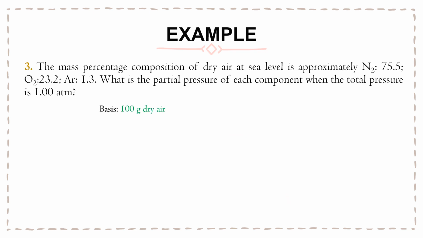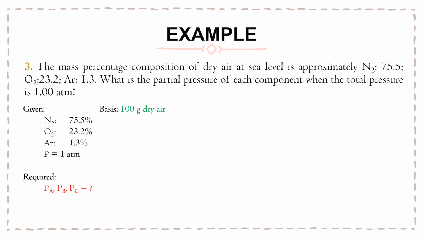Alright, so let's have another example. So the mass percentage computation of dry air at sea level is approximately, okay, the N2 75.5%, O2 is 23.2%, argon is 1.3. So what is the partial pressure of each component when the total pressure is atm? Okay, so let's have a basis for calculation as 100 grams of dry air. Okay, so we have this given and we are asked to calculate for the partial pressures of A, B, C.